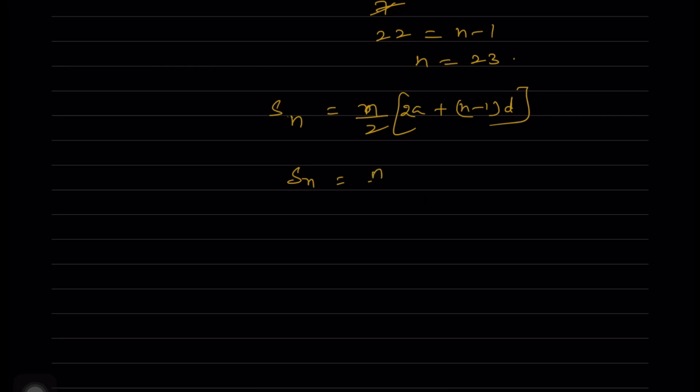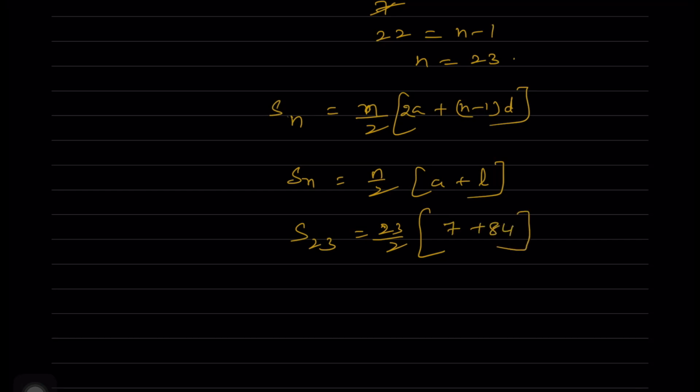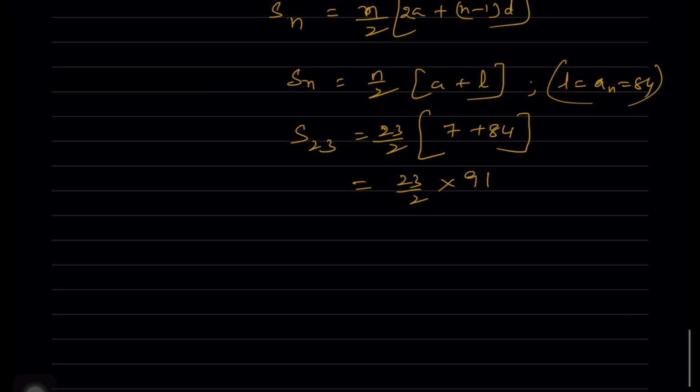Sn is equal to n/2 into (a plus l), so S23 is equal to 23/2 into (a is nothing but 7, plus l is nothing but an is equal to 84). This is also given to us. So you have 23/2 into (84 plus 7, which is 91), which is equal to 2093 divided by 2, which is equal to 2093/2.